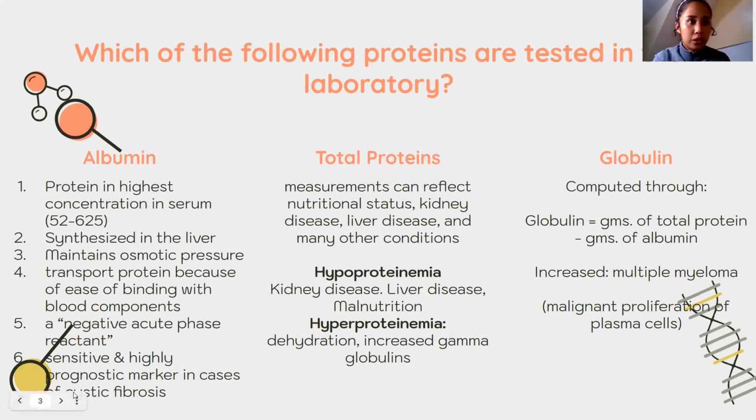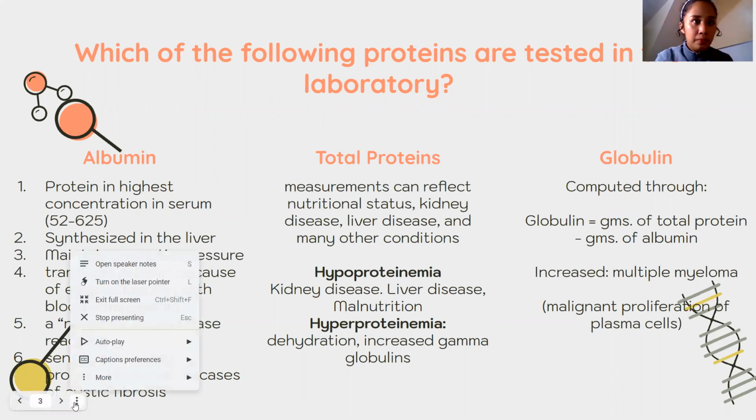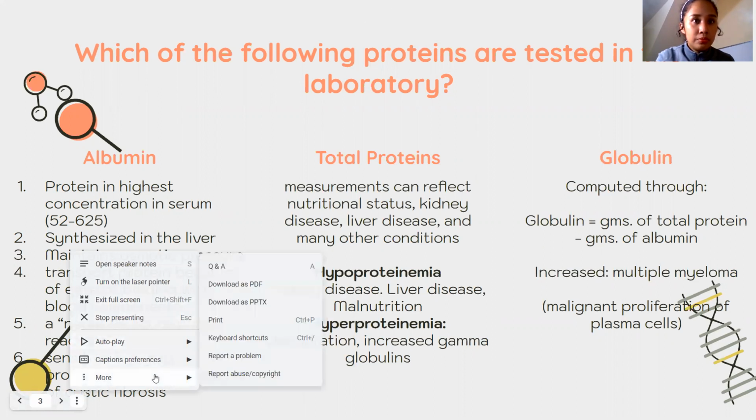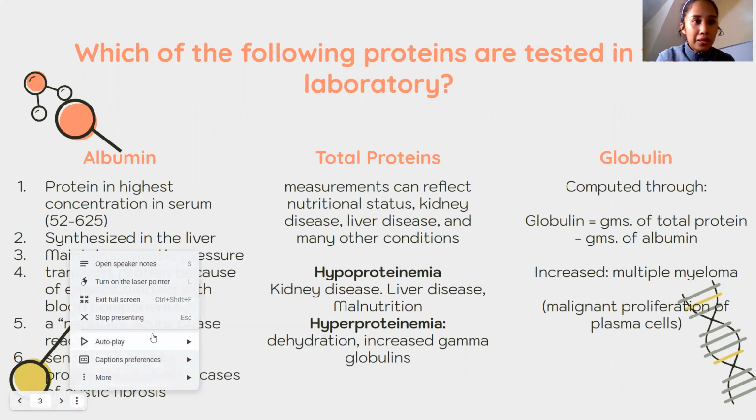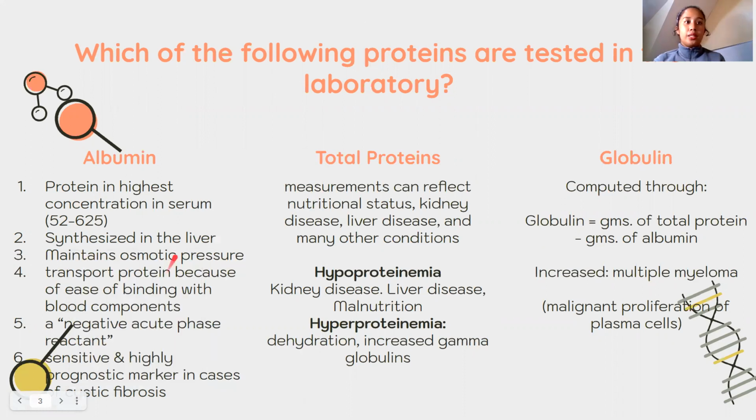Kuhan na yung pointer. Pointer. Parang iba na yung turn on. So, yan. It's the highest protein. It has the highest protein concentration. 52 to 62, percent. Yan.